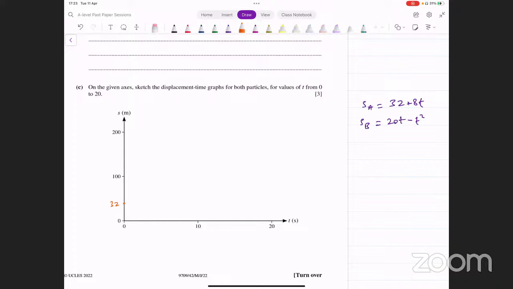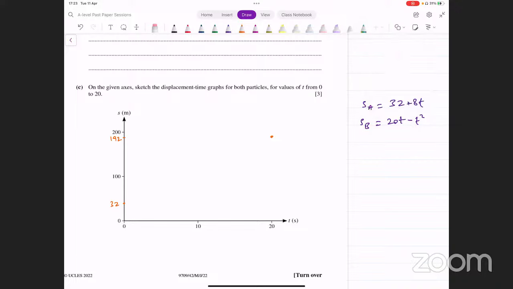Then at time equals 20, आप यहाँ पे t की value 20 input कर दें. देखें आपके पास क्या आता है उससे. 32 plus 8 into 20. This is giving me 192. तो 20 के ऊपर जो इसकी value होगी, that is going to be just below 200. This is 192. ठीक है, तो roughly इसको mark कर लेते हैं यहाँ पे. Let's say this is somewhere around here.